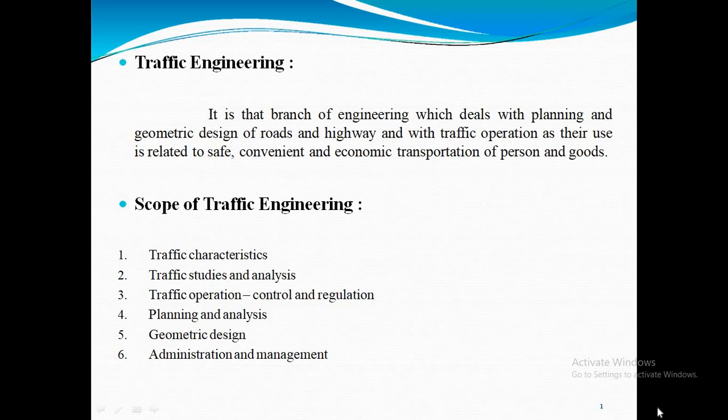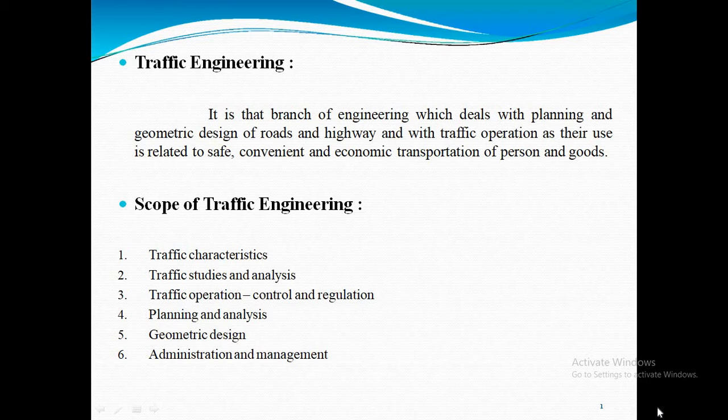Traffic engineering is a branch of engineering which deals with the planning and geometric design of roads and highways and with the traffic operation as they are related to safe, convenient and economic transportation of persons and goods. This is achieved by systematic traffic studies, scientific analysis and engineering application.